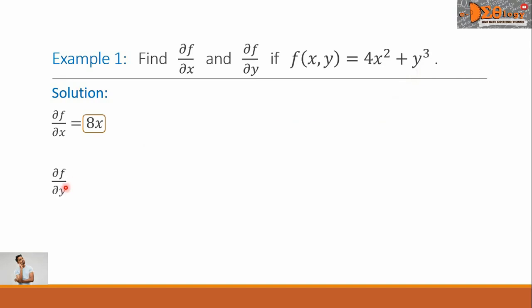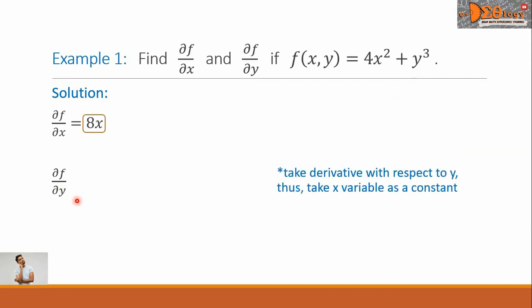Next is the partial derivative of f with respect to y. We're going to take the derivative of this function with respect to y, which means the x variable is taken as a constant. So derivative of 4x squared with respect to y is 0 plus derivative of y cubed with respect to y is 3y squared. This is the answer.